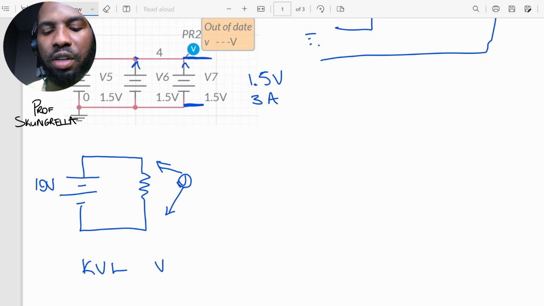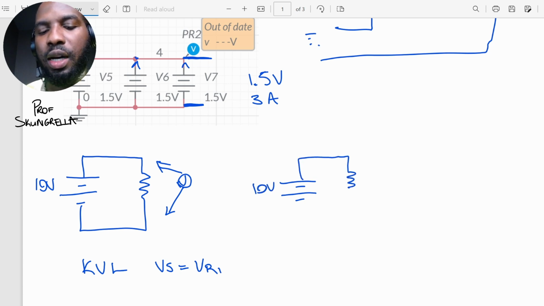So you can say that Vs is equal to VR1. VR1 stands for the voltage drop across R1. When we have resistors in series, what is happening? We will use the same source of 10 volts. This time, instead of having 10 ohms here, we're going to put 5 ohms on this one, and we have another resistor with 5 ohms.